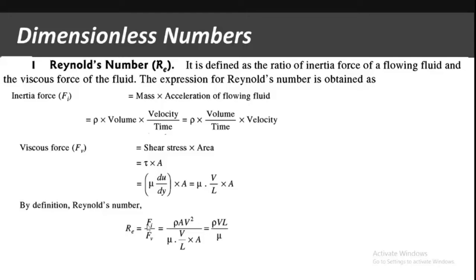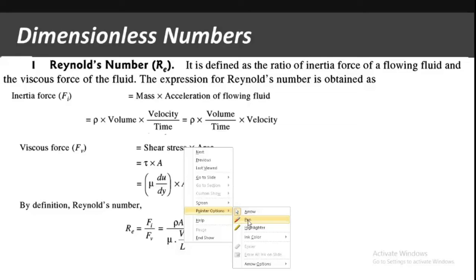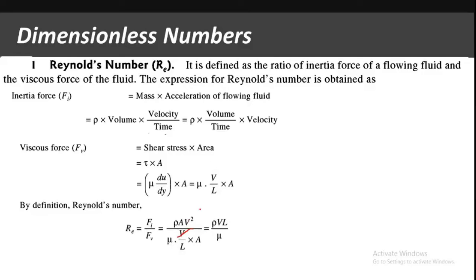So by definition, Reynolds number equals inertia force upon viscous force equals rho A v square upon mu into v by L into A. Now what can we cancel from numerator and denominator? Velocity, here velocity, area and area. So this length will go in the numerator. So we will have rho v L upon mu. Okay, rho v L upon mu.